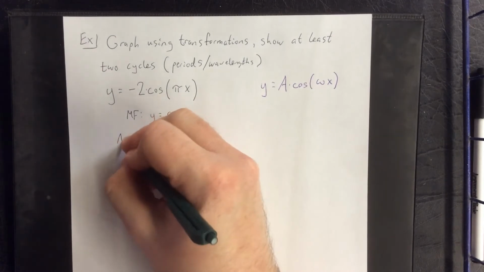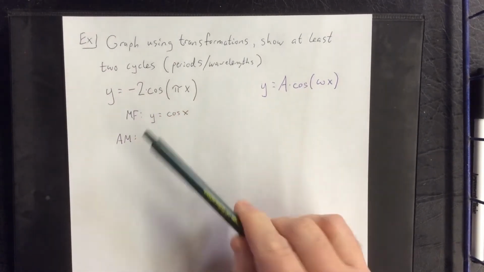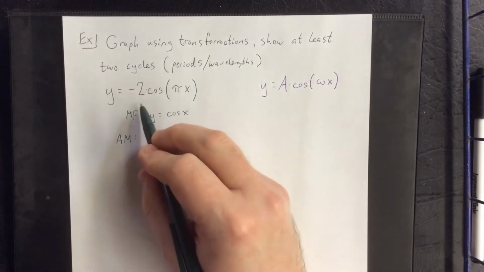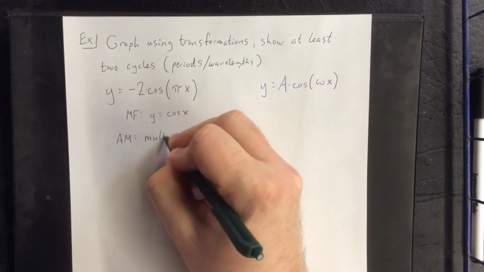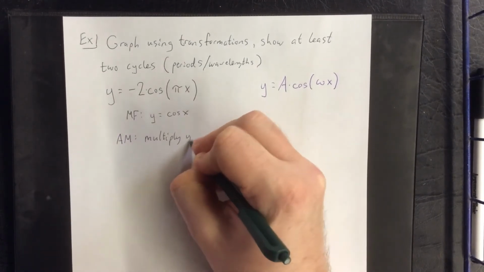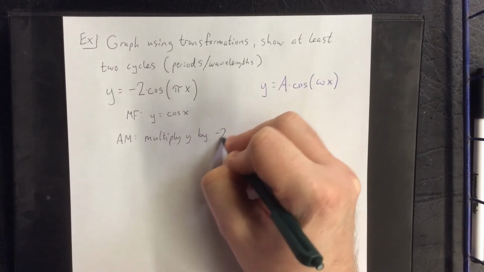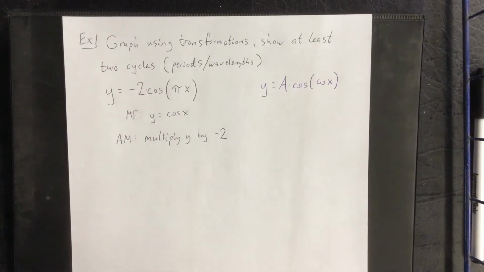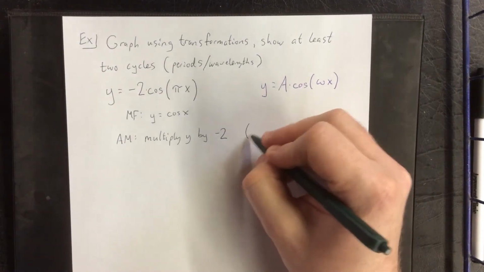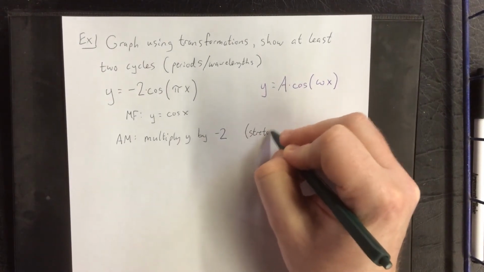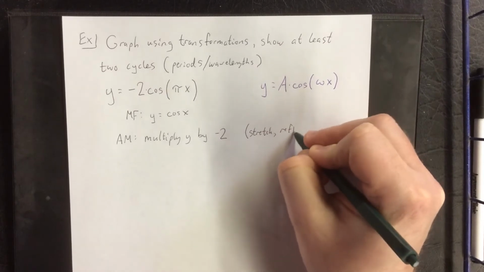For the amplitude modulation, that is simply going to be multiply all of your y values by the a value that we reference as the coefficient. So this will be multiply y by -2. Now when we multiply y by -2, that's actually going to be both a stretch as well as a reflection.